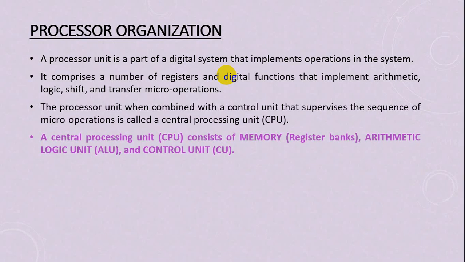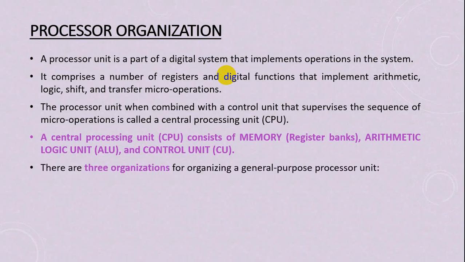A central processing unit CPU consists of memory, which we call register banks, the arithmetic logic unit ALU, and the control unit CU. So again, a CPU consists of memory, sometimes called register banks, the arithmetic logic unit, the ALU, and the control unit CU.